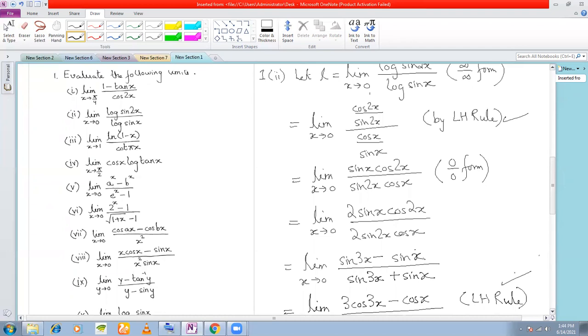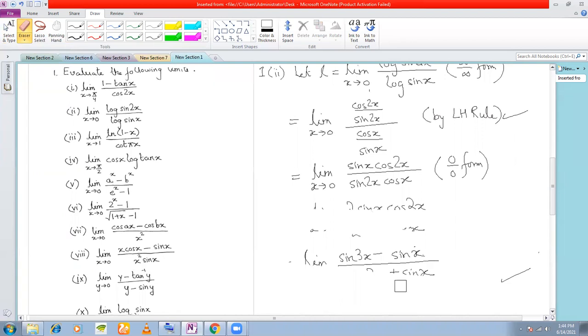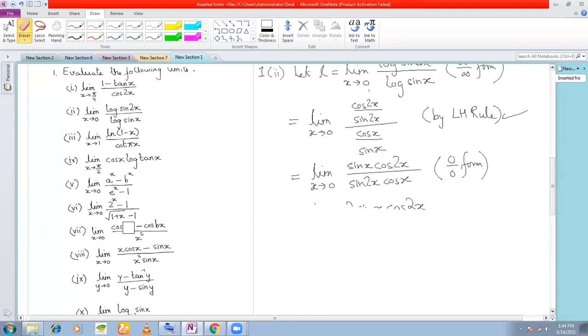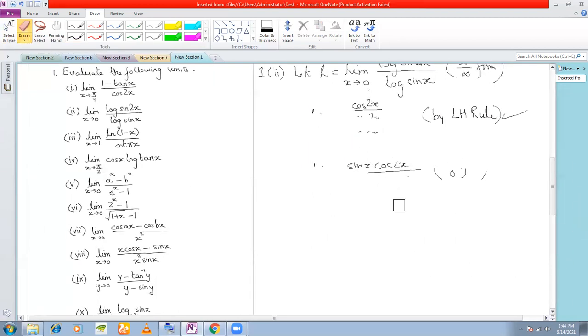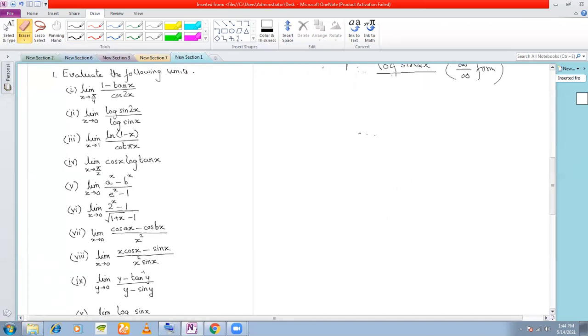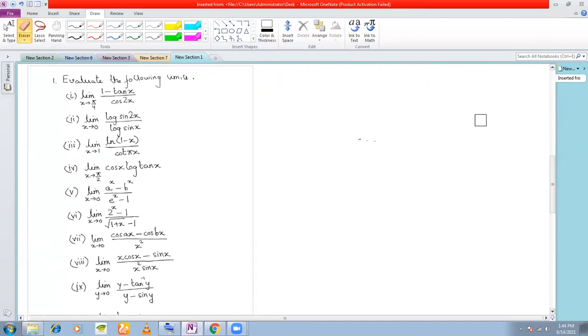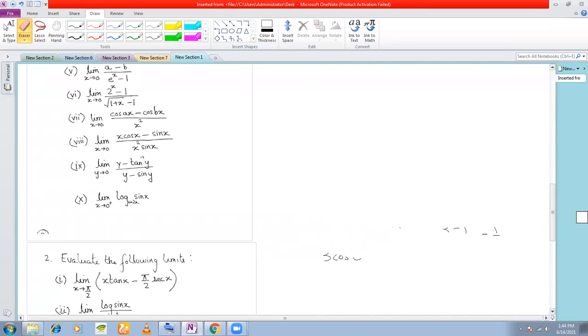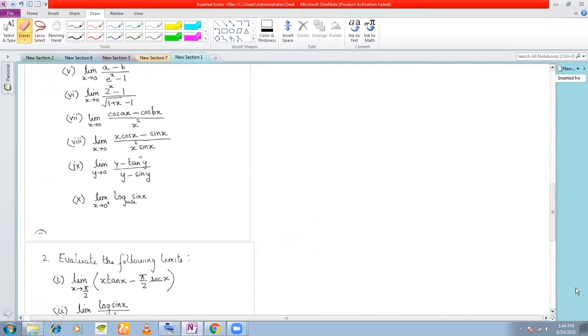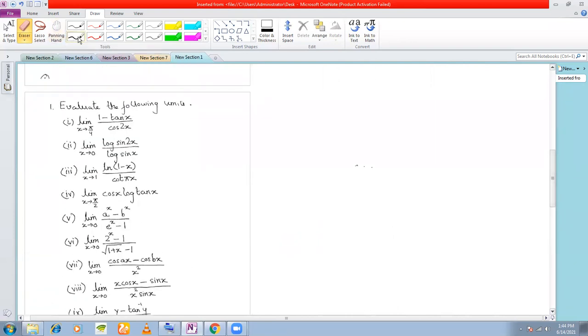Whenever there is a 0 by 0 form or infinity by infinity form, you will differentiate the numerator and denominator separately by L'Hospital rule and then check. Even if you have to do differentiation 10 times, 15 times, 100 times, it does not matter. You will continue doing as long as it takes. Mostly for your purpose, I think 4 times should be the maximum that I've seen.